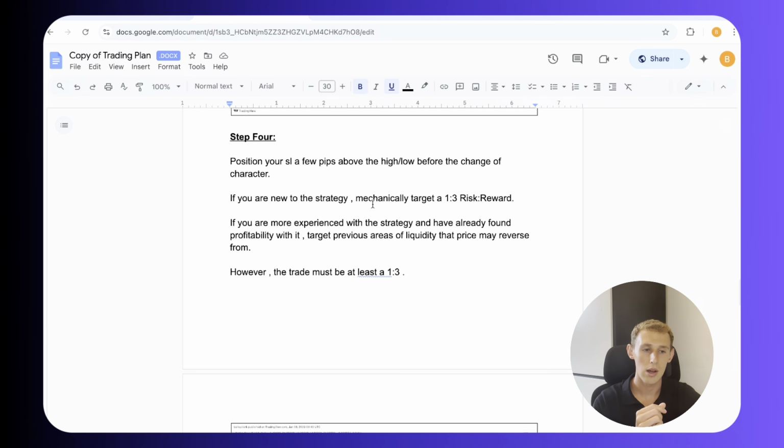You could target Asia high, you could target an imbalance to the left, you could target this liquidity level, that liquidity level. There's just an infinite number of targets, and what this leads to is a lot of confusion when it comes to actually exiting the trade.